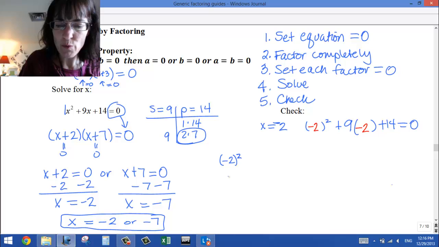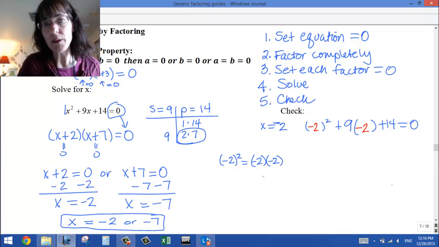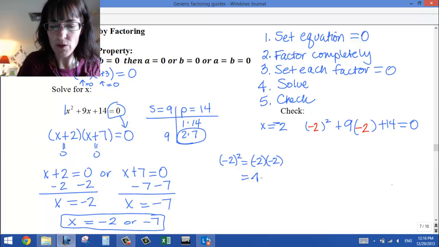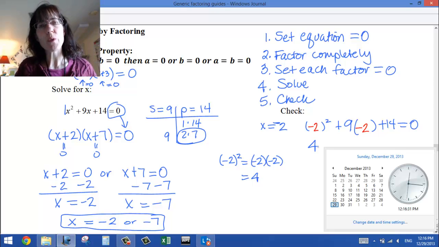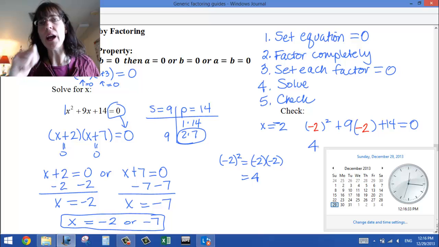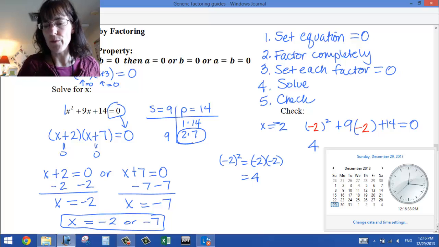Negative 2 squared means negative 2 times negative 2. And when I multiply negative times negative, I get a positive, so that's a positive 4. It's important to keep track of what you're squaring, and in this case, it's the entire x that I'm squaring, so the negative goes with the 2 on the squared part.